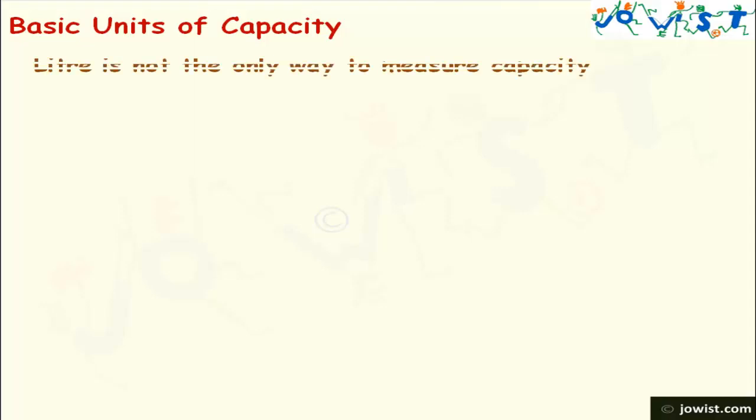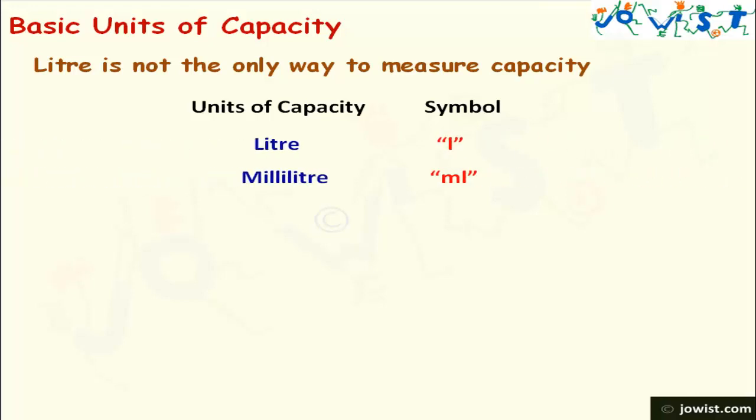What are the basic units of capacity? Liter is not the only way to measure capacity. The units of capacity and their symbols are liter, which is represented by L, and milliliter, which is represented by ml.